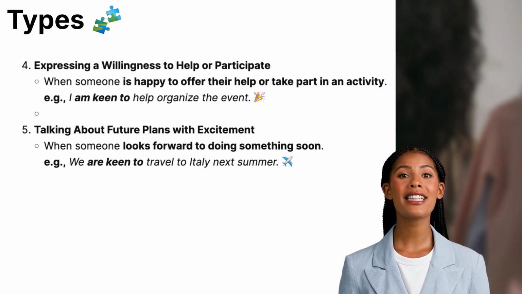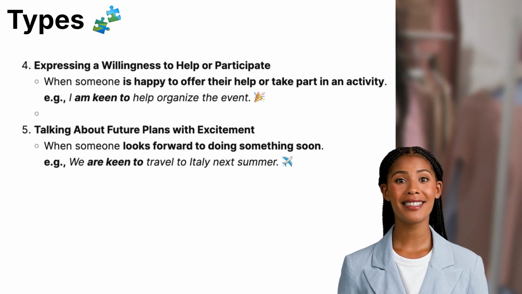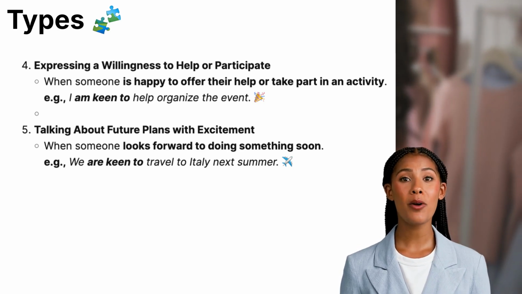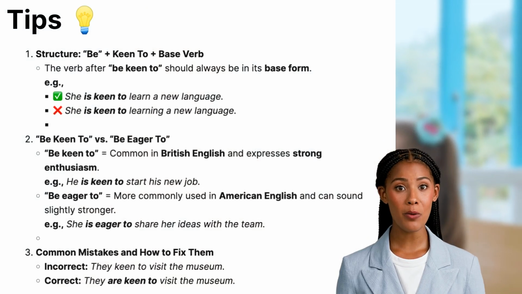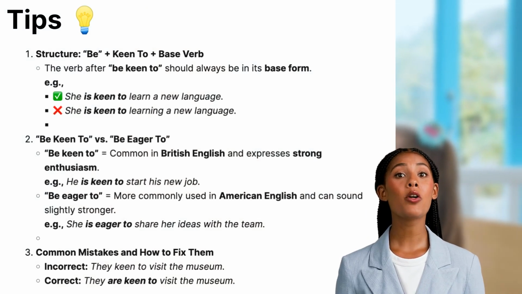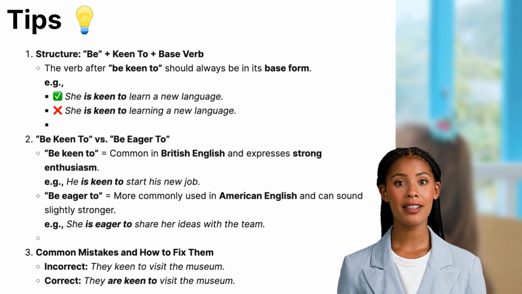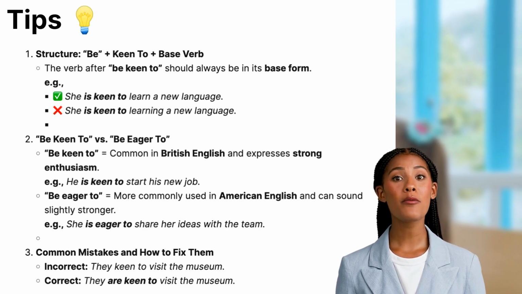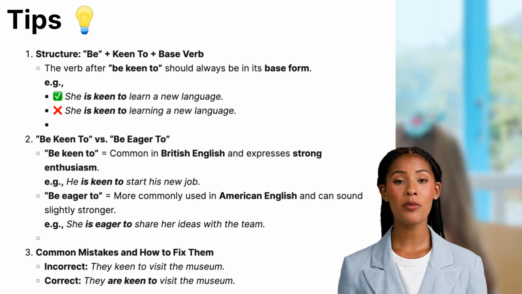More examples: he is keen to meet his new colleagues. They are keen to start their new business. If someone is looking forward to an event or experience, be keen to is the perfect phrase to use. Now that we've covered the different ways to use be keen to, let's go over some important tips to help you use it naturally and correctly in conversations. 1. Structure: be plus keen to plus base verb. The verb after be keen to should always be in its base form, without ing or to before it.